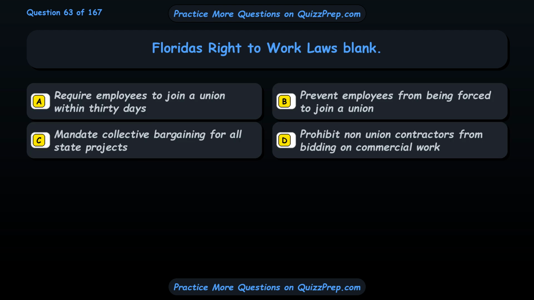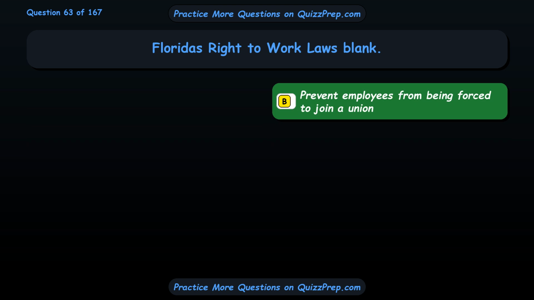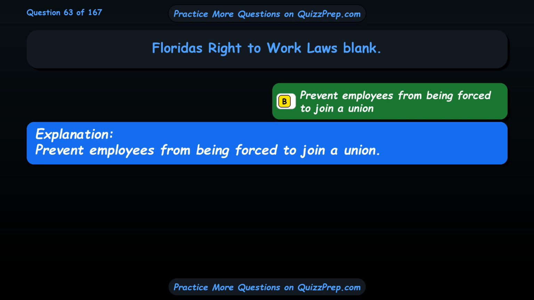Question 63. Florida's right to work laws blank. Option A, require employees to join a union within 30 days. Option B, prevent employees from being forced to join a union. Option C, mandate collective bargaining for all state projects. Option D, prohibit non-union contractors from bidding on commercial work. The correct answer is option B, prevent employees from being forced to join a union.